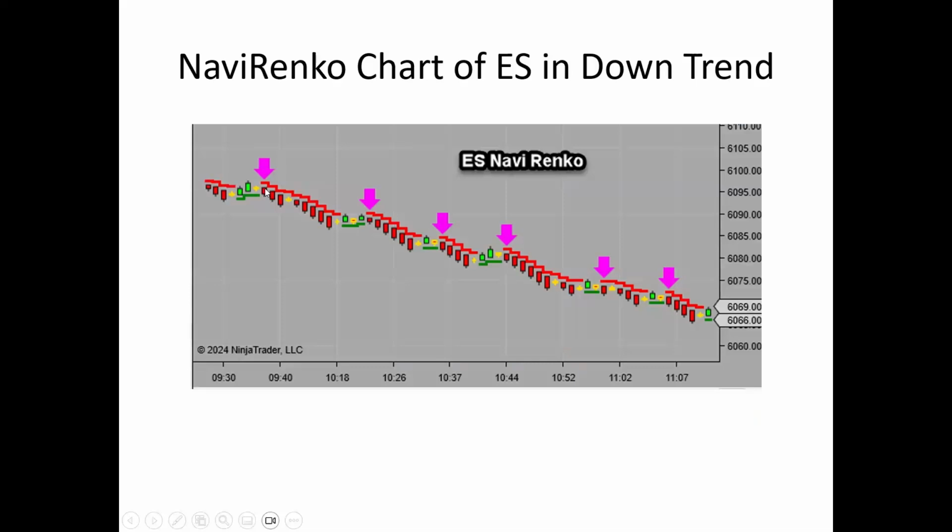Okay, so here's a downtrending market. And you can see here we had a series of sell signals. Magenta arrows are sells. In a downtrending market, you want to wait for these little upside retracements, followed by a sell signal.